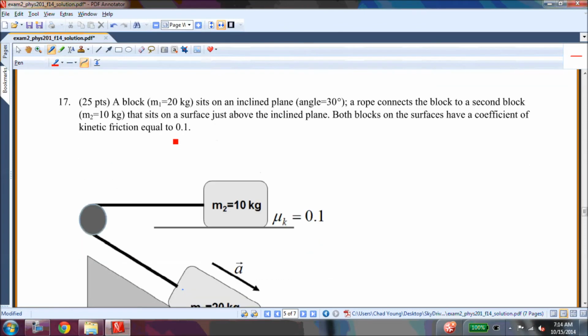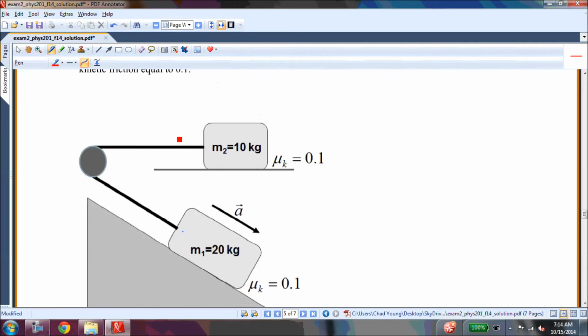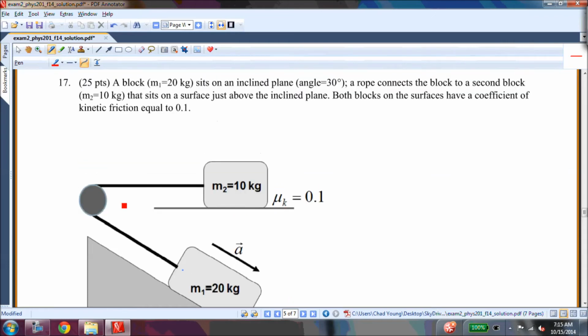Okay, now problem number 17. I have two blocks that are sitting on surfaces like this. This block, the 20 kilogram block, is sitting on an inclined plane, and the 10 kilogram block is sitting on a horizontal surface which sits above the inclined plane. They're connected by a rigid rope, or an inelastic rope, it doesn't stretch, that goes over a frictionless pulley. I have the masses there. They both have coefficients of friction of 0.1 between the blocks and the surfaces. And I just want to know, what is the acceleration?